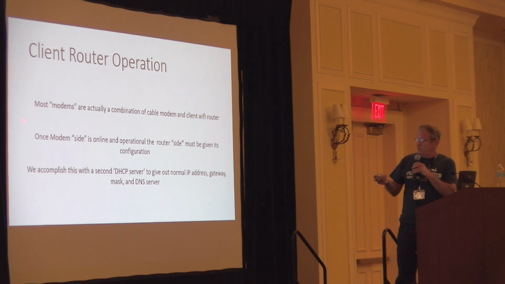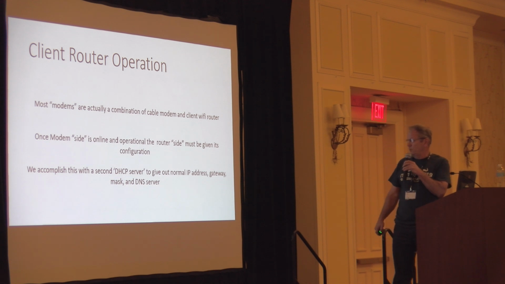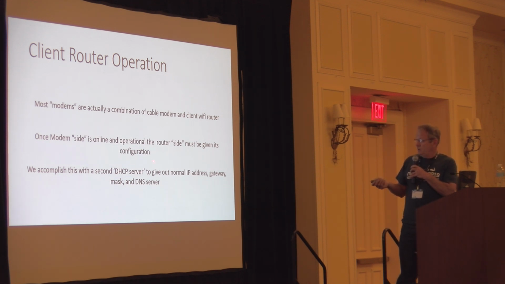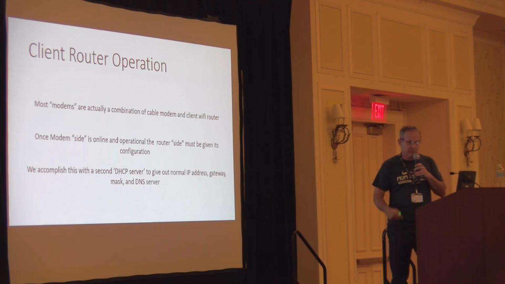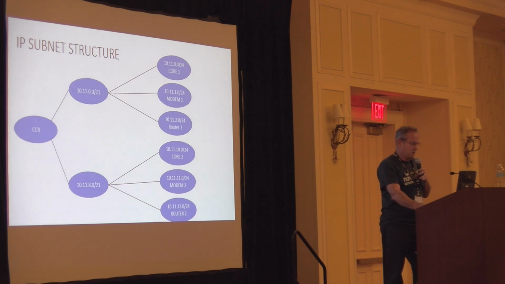Most of the modern modems, I found out, are actually a combination of a cable modem and a client Wi-Fi radio. That's the ones we use, to make it simple. Once the modem side comes online and it's operational and starts passing IP traffic, then the router side kicks in and it asks for the same information, basically IP address, gateway, mask, DNS server, as a normal router would ask for. So we got 2 different things going on here.